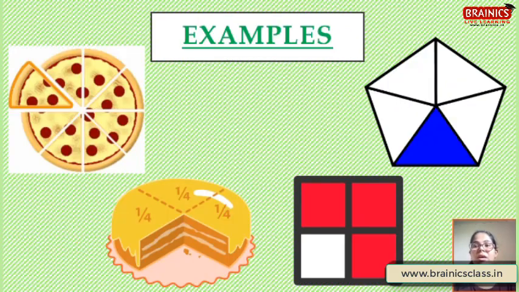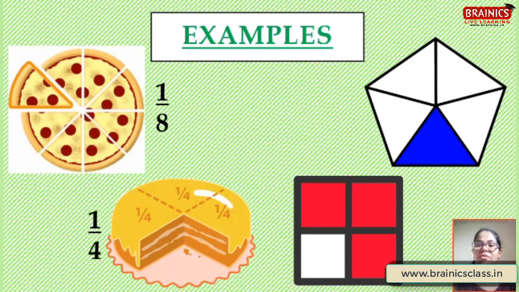Now, can you tell me the fractions of these figures? The first one is an image of a pizza, and one piece is removed. One whole pizza is divided into how many parts? 1, 2, 3, 4, 5, 6, 7, 8. So 8 congruent parts and one part is removed. So our fraction will be 1 upon 8. Second is the cake. The cake is divided into 4 equal parts, so our fraction will be 1 upon 4.